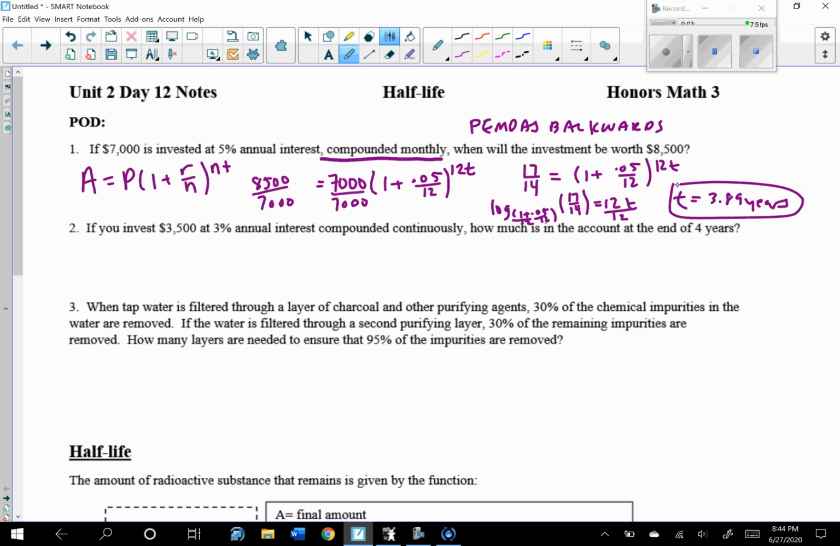Looking at the next one, if you invest $3,500 at 3% annual interest compounded continuously, those are keywords to help us figure out that we're using A equals Pe to the rt power. How much is in the account at the end of 4 years? So we were trying to figure out A. We don't know what the value of that is. Our initial amount is 3,500. e is just the number e in your calculator. You're going to use that because remember it's 2.71, etc. So we have 0.03, that's a decimal, times 4 years, and then we're just plugging that in.